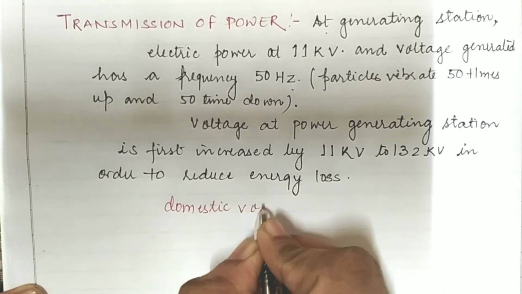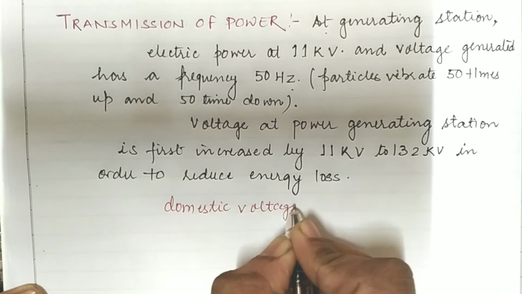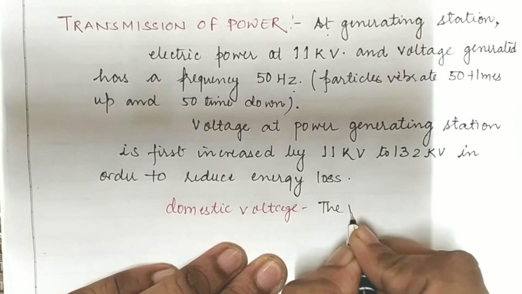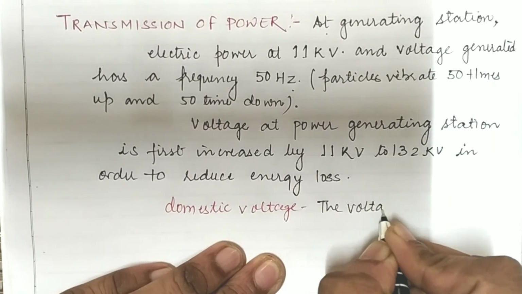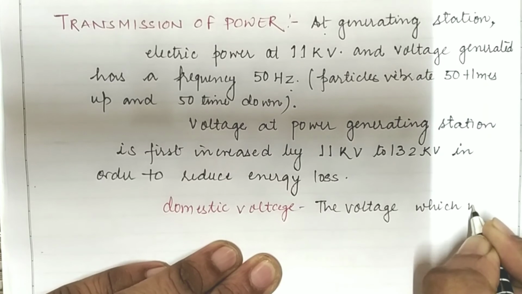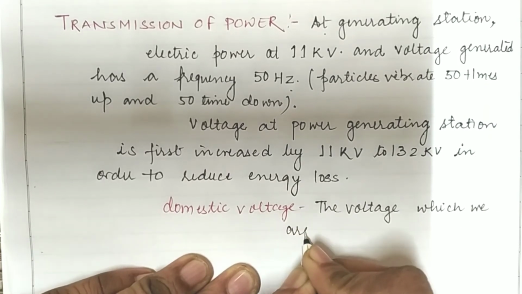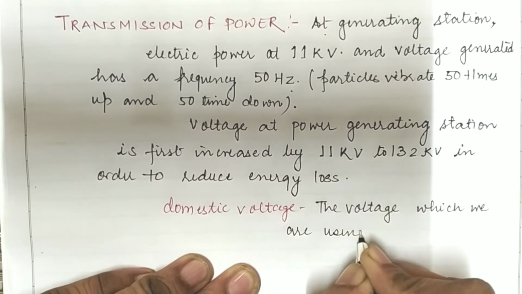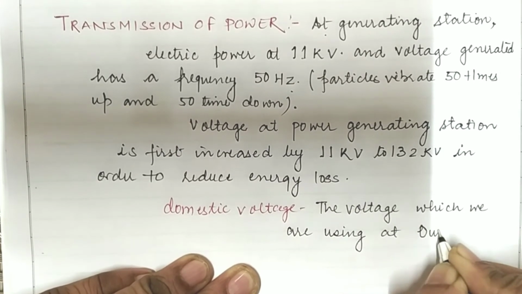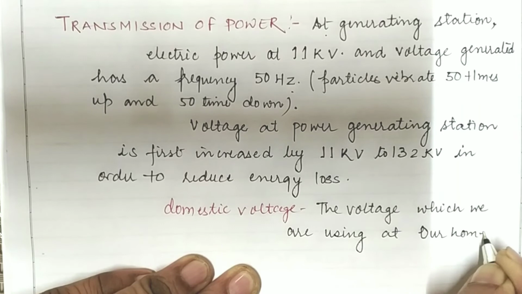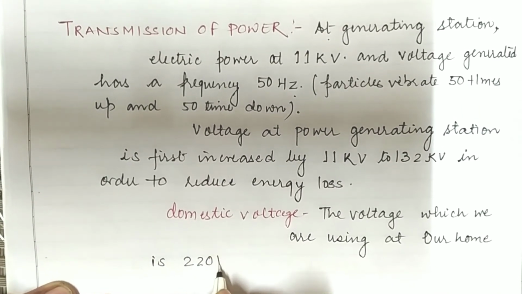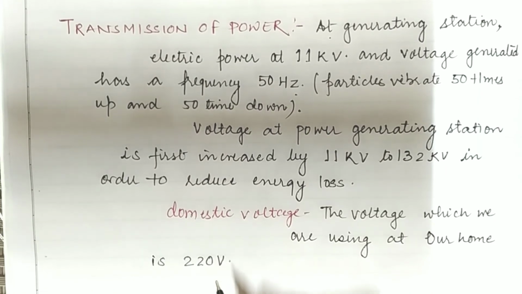The domestic voltage means the voltage which we are using at our home, which is 220 volt. So this was the power.